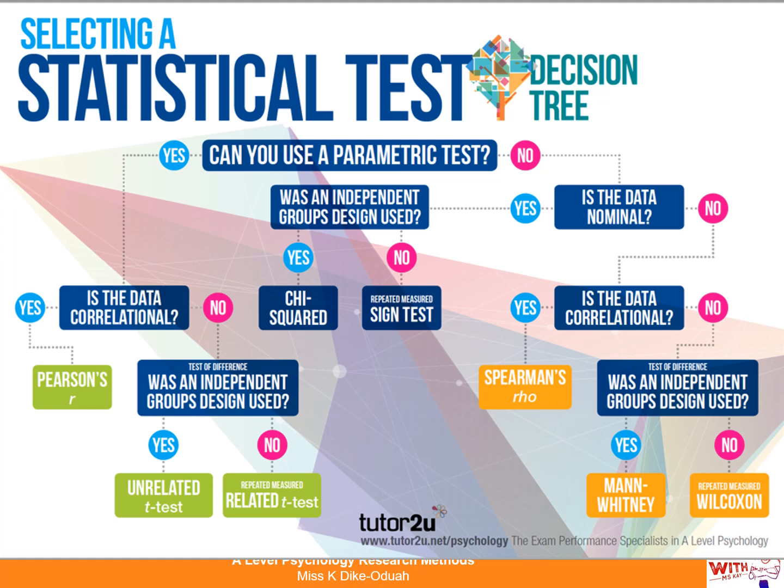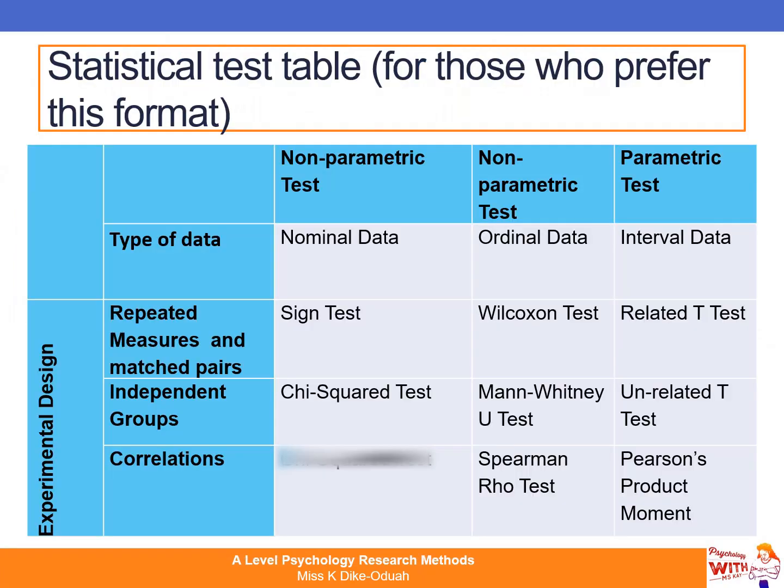So you can pause the video here and start copying out this wonderful statistical test decision tree from Tutor2U. Once you've taken this down, later on in the lesson we'll go through how we actually operate this decision tree. On the next slide you will see a table, and you can also pause and copy that out if you prefer the table to the flowchart. And here's the table for those who prefer this format. You can pause the video here and take it down for your notes.